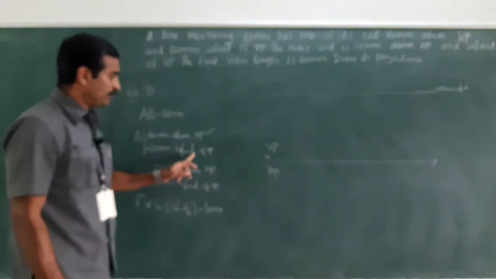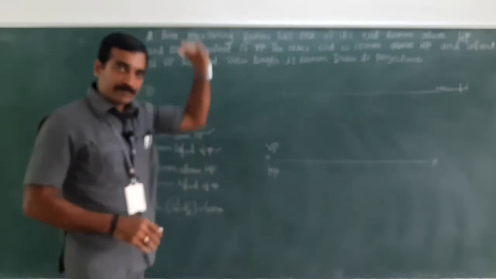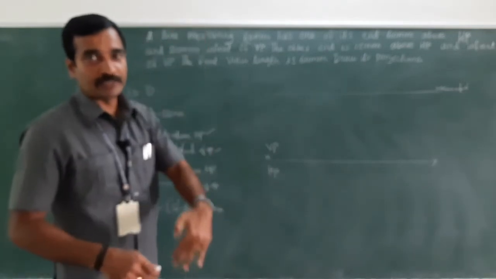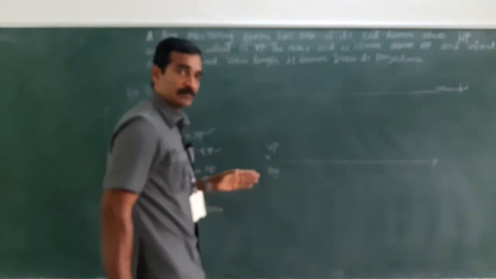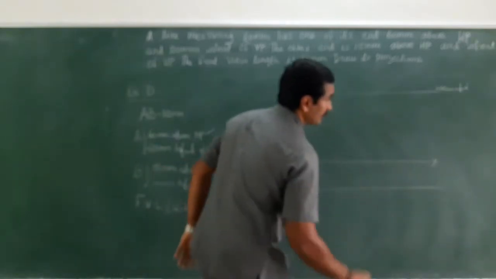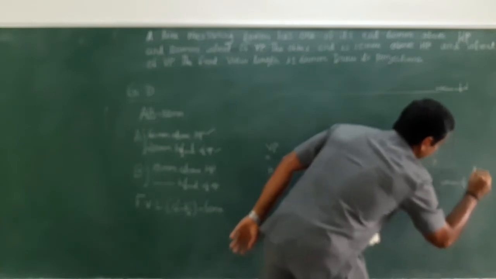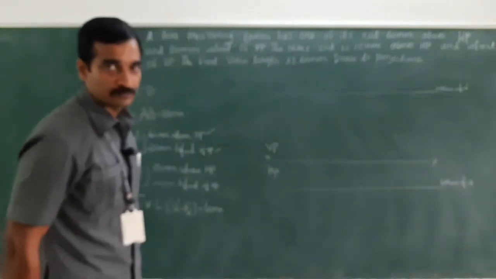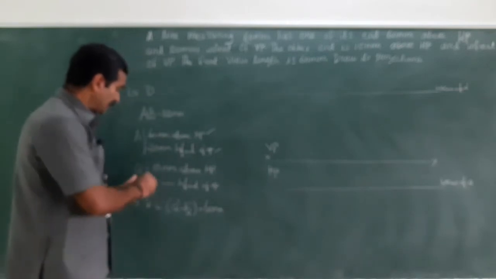Next, 20 mm in front of VP. In front of VP means when you look from the top, it will be captured in the HP. So take 20 mm from the reference line and draw a line parallel to the XY. This is nothing but the locus of A.